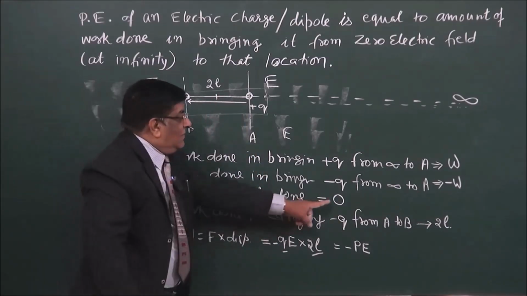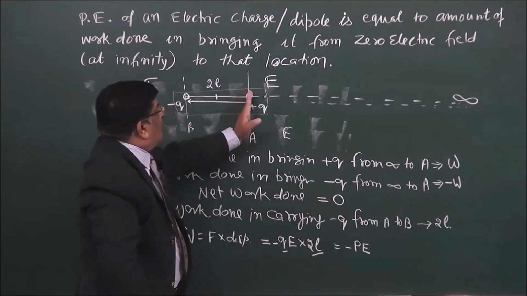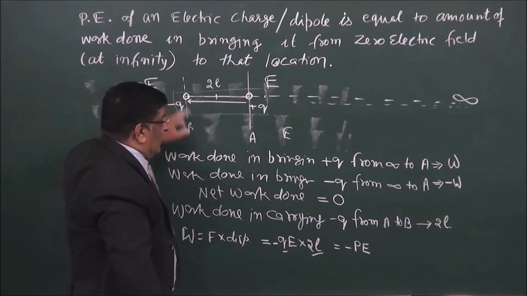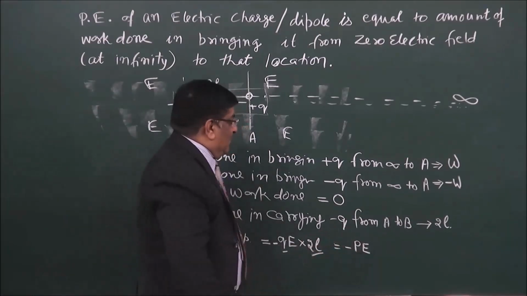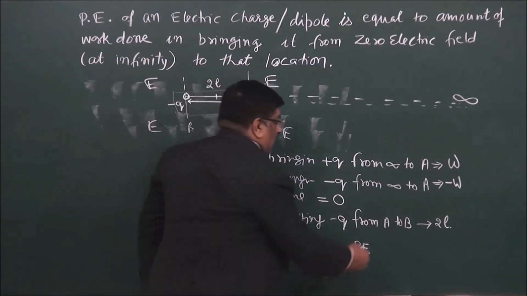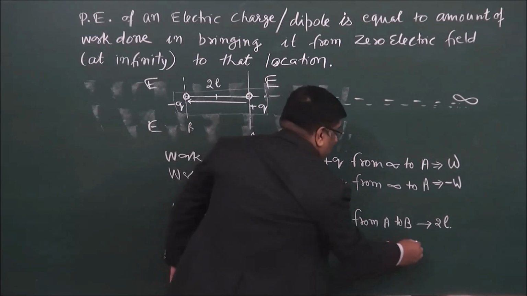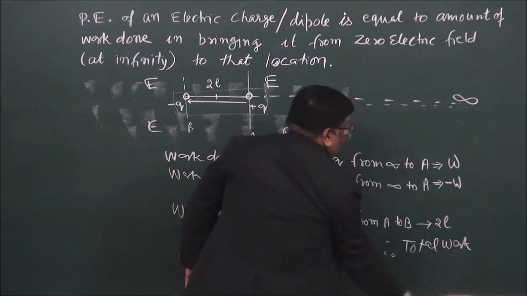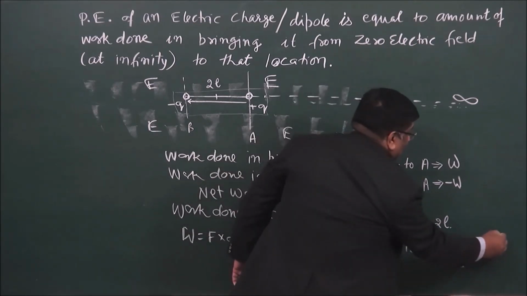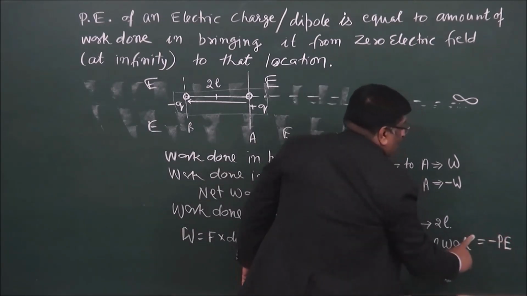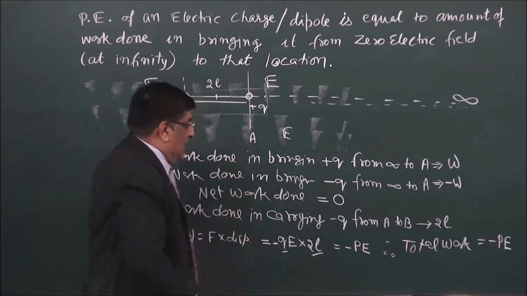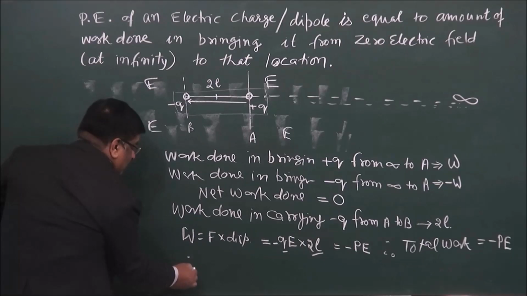Up to A, the work done was 0. Some additional work we have to do to bring minus Q here, and this is the minus PE. So how much is the total work? Therefore, total work is equal to minus PE, and we know that this total work done on it will become its potential energy.